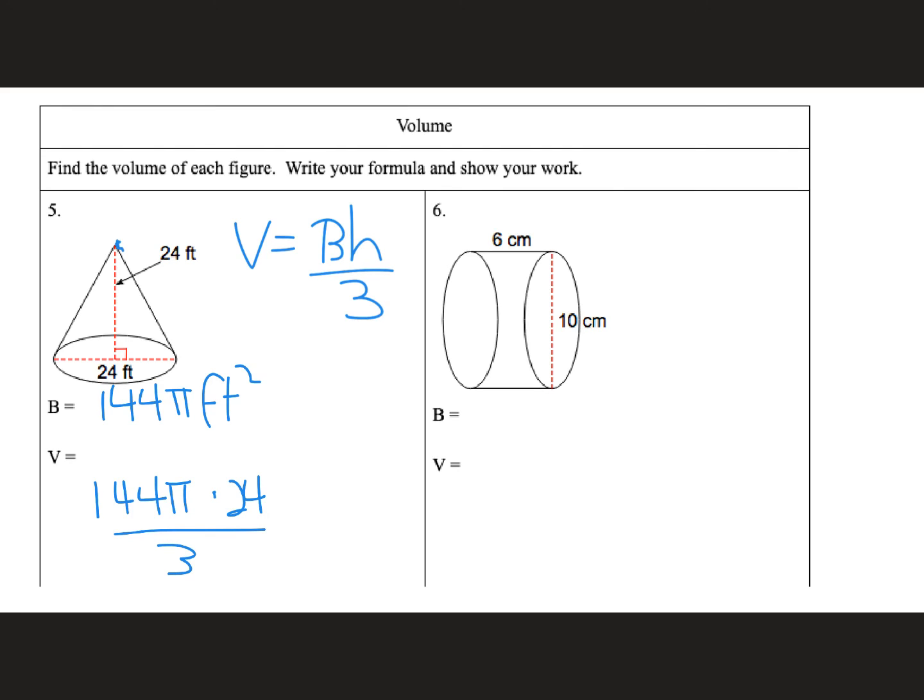Don't get confused here and think you have to use that slant height that we talked about on the earlier part, because you do not. You just use the straight up and down height. So you get 1,152 pi square feet.